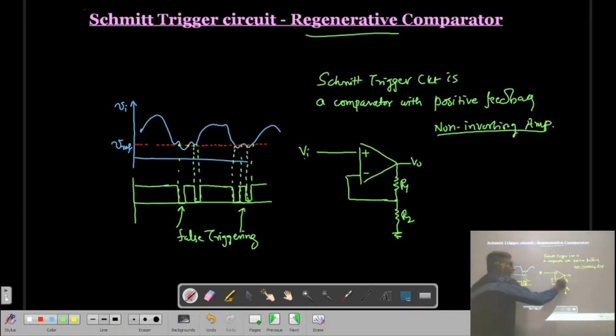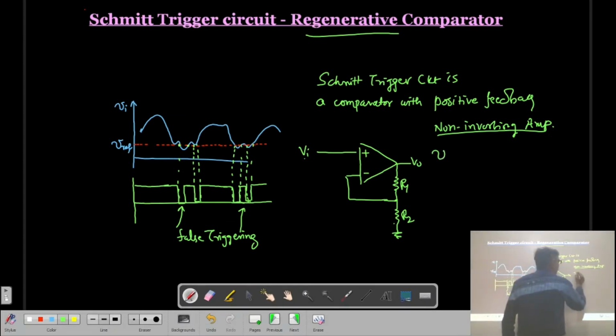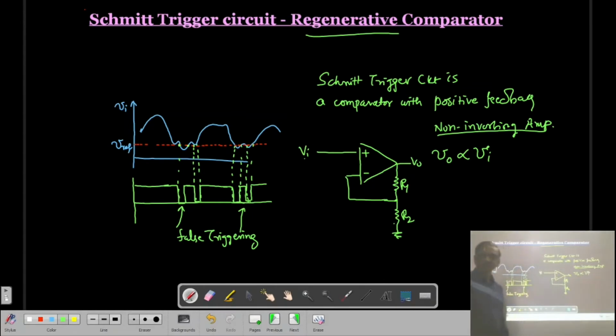These resistances R1 and R2 provide a negative feedback to the operational amplifier. So in this case the output voltage will be proportional to the input voltage. Means if the input voltage increases, the output voltage will also increase. If it decreases, the output voltage will decrease. So there is a linear relation between the input and the output voltage.